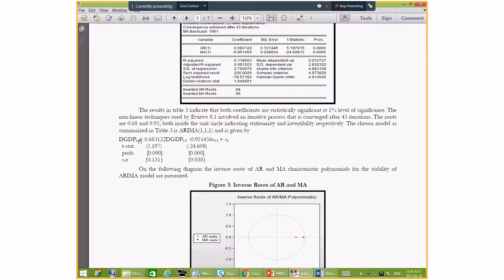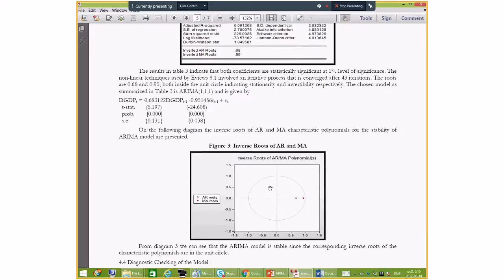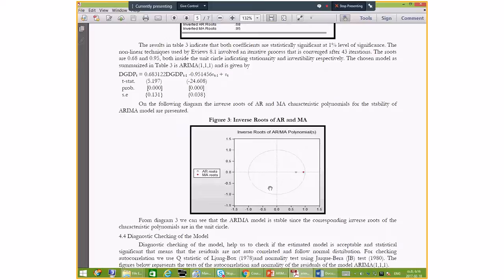Estimate the model, write down the ARIMA model by using this information. Here AR1 means the lag of the GDP. MA, in this example minus, is the error term. Then check the roots to check the model stability.